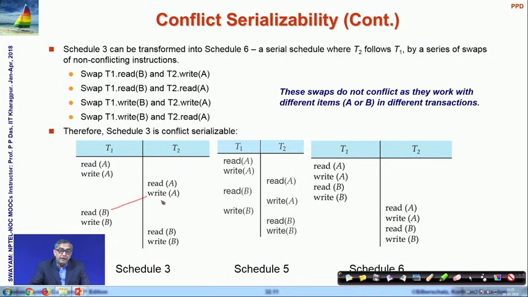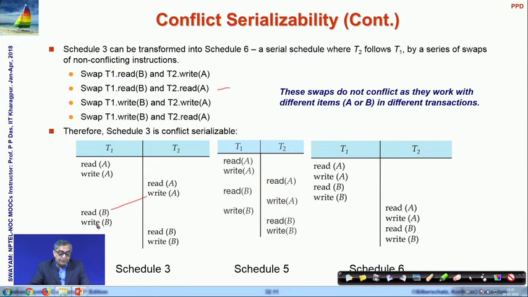Why are read B and write A non-conflicting? Because they are not reading and writing to the same data item. Why are read B and read A non-conflicting? They are accessing the same data item, but both of them are reads, there is no write. So, I can swap. Once I do that, read B will come here and read A, write A will come down.